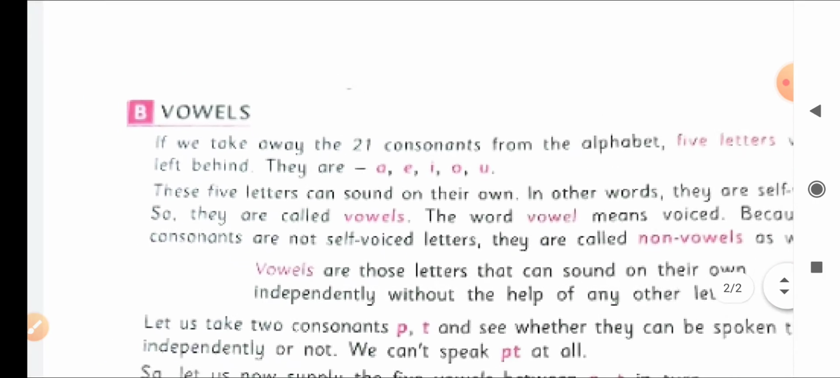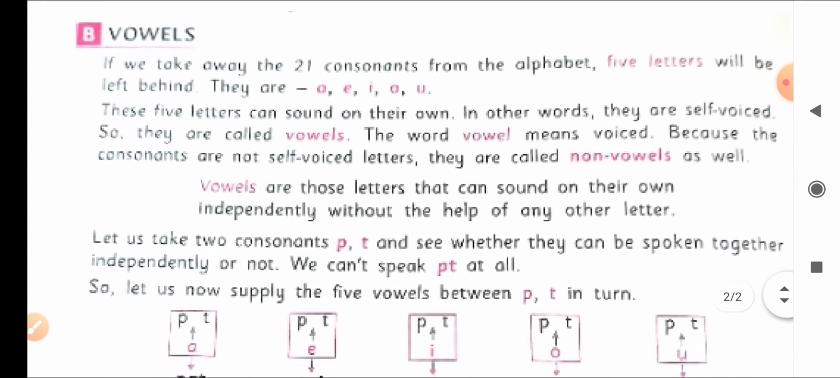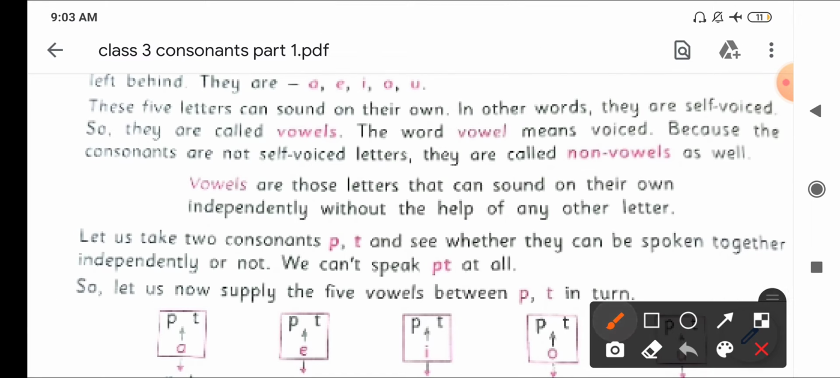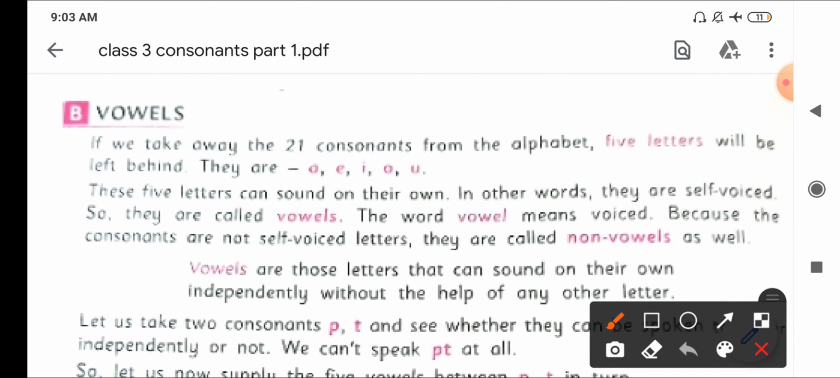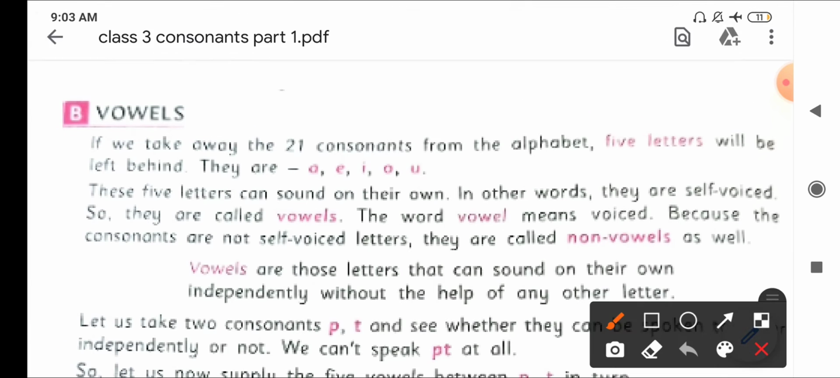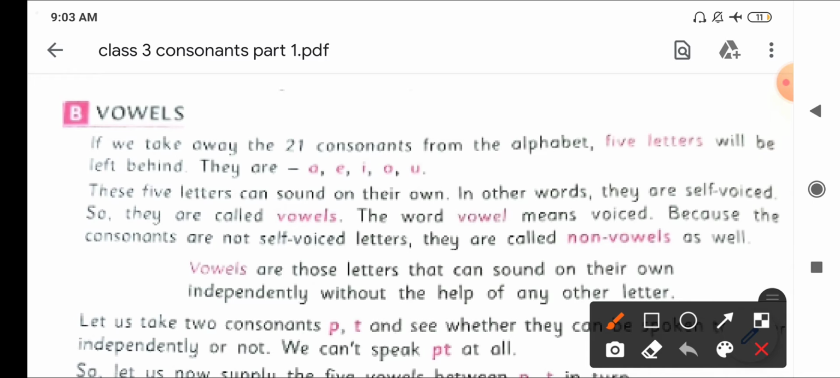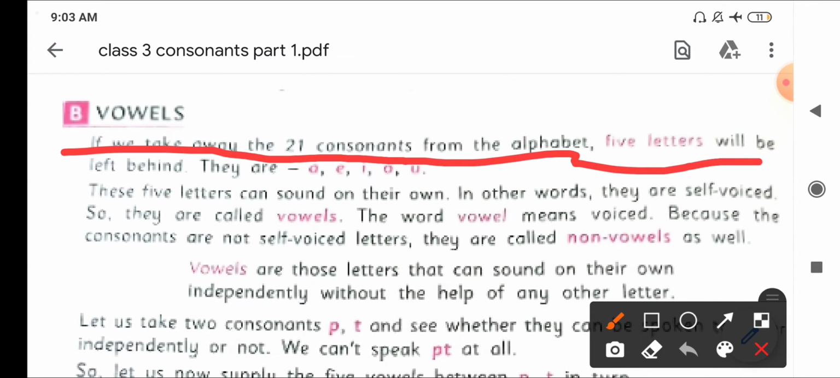Let us come to our next topic, that is vowels. Here we can see vowels. If we take away the 21 consonants from the 26 letters of the alphabet, 5 letters will be left behind.